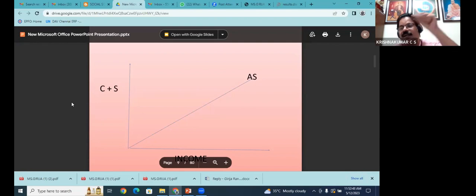Both the variables are equal. So on the x-axis and y-axis, we are marking two variables and plotting. At all levels, both the variables are equal. That is the reason why the AS curve, which is also the income curve, will be a 45-degree line. It's also the income curve because aggregate supply is equal to income. One and the same curve. So have a discussion on this curve itself.